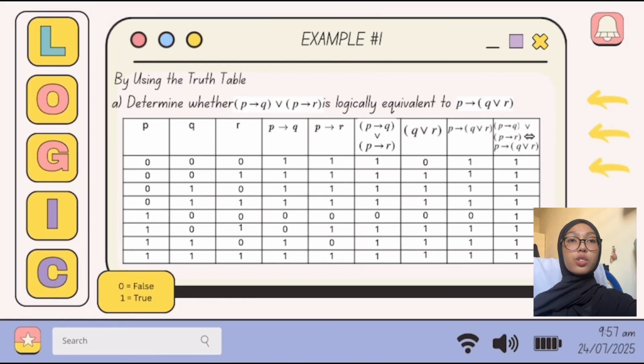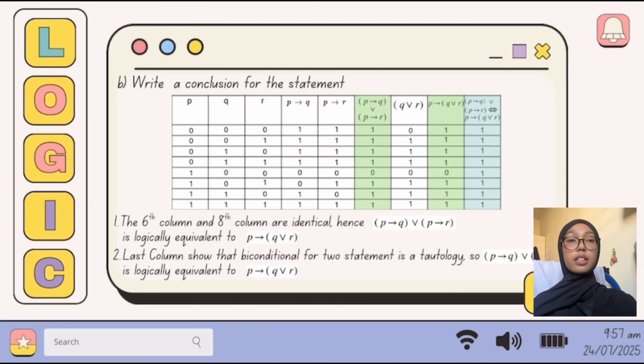First, by using the truth table, determine whether P implies Q or P implies R is logically equivalent to P implies Q or R. Second, write a conclusion for the statement. Firstly, split the statement into smaller statements. Fill in the truth table with the 8 combinations of truth values in P, Q, and R. Fill the truth table with the truth values to complete the statement, which we get from a combination of the other statements. Lastly, find out if the statement is a tautology.